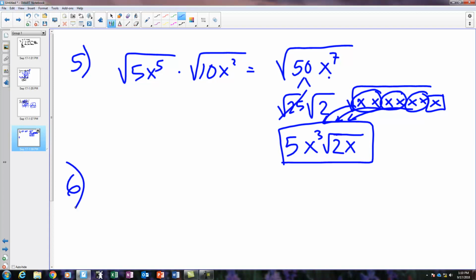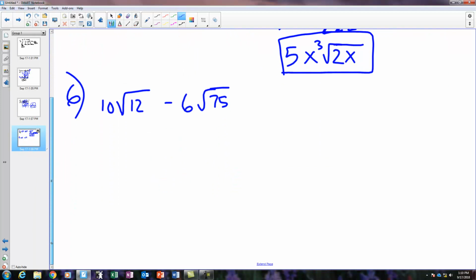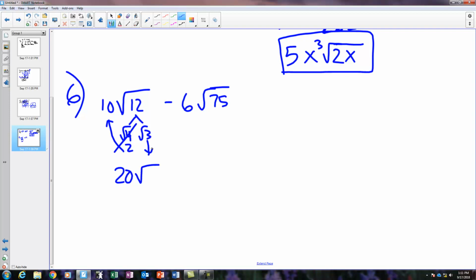So number 6 is about adding and subtracting roots. So we get 10 root 12 minus 6 root 75. The roots right now aren't the same, so I can't physically combine them. I have to get them to have the same root inside. So when I look at the 12, I think of it as 4 and 3. Again, the goal is to get a square root that you can reduce. So the square root of 4 is 2. I still have to multiply that by the number that was out front, so that makes this 20 square root 3. That was what was left over.